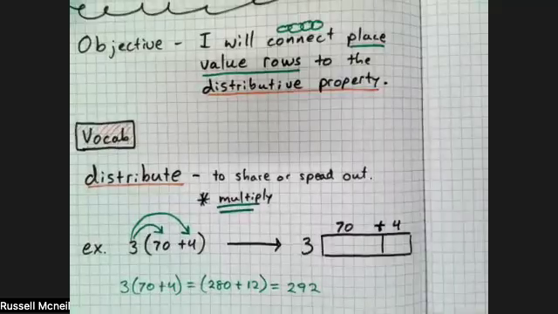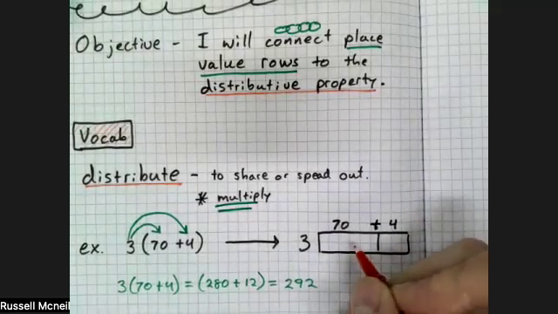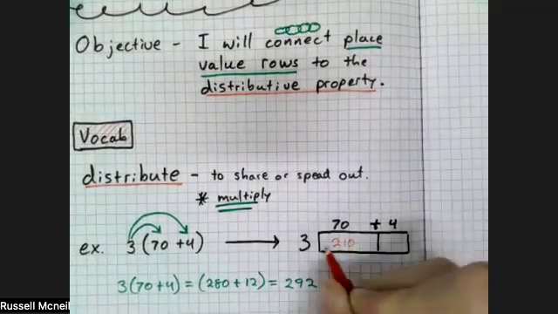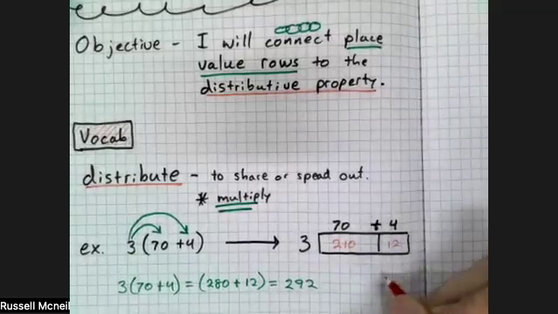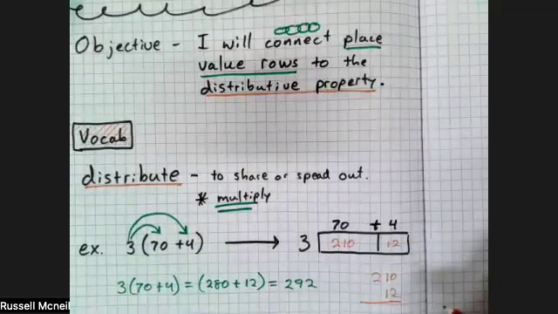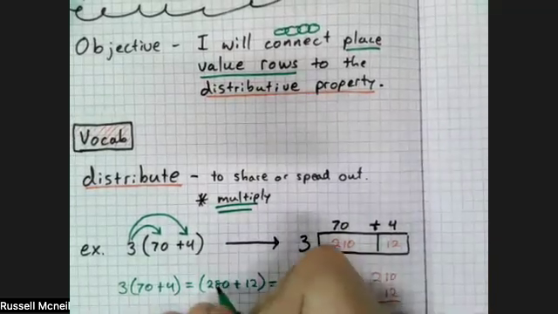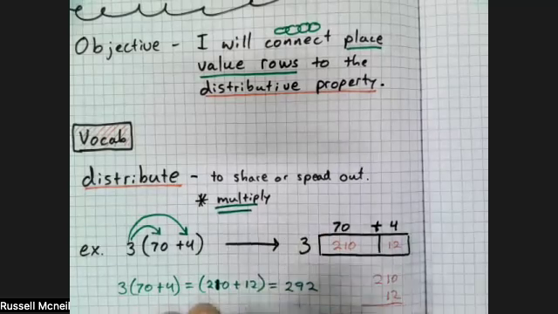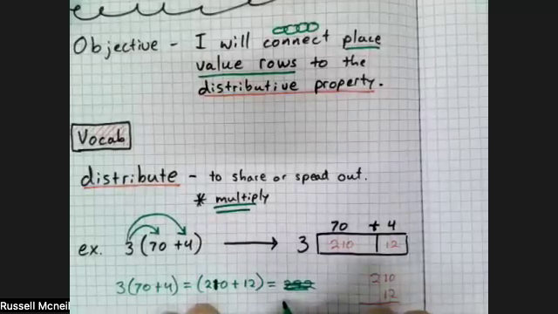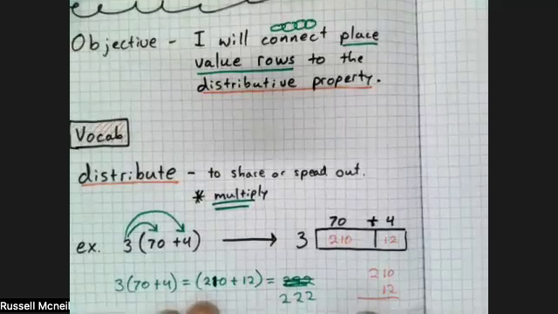3 times 70. Let's use our red here. I probably should have done distributive red, but it'll still work. 3 times 70, we get 210. 3 times 4 is 12. We can stack them and add them. Oh, I'm wrong with this one. Where did I get 280 from? I bet Ryan is very mad at me right now. There we go. 210 plus 12 is 222. I'm sorry, Ryan. I bet you're screaming at the computer.